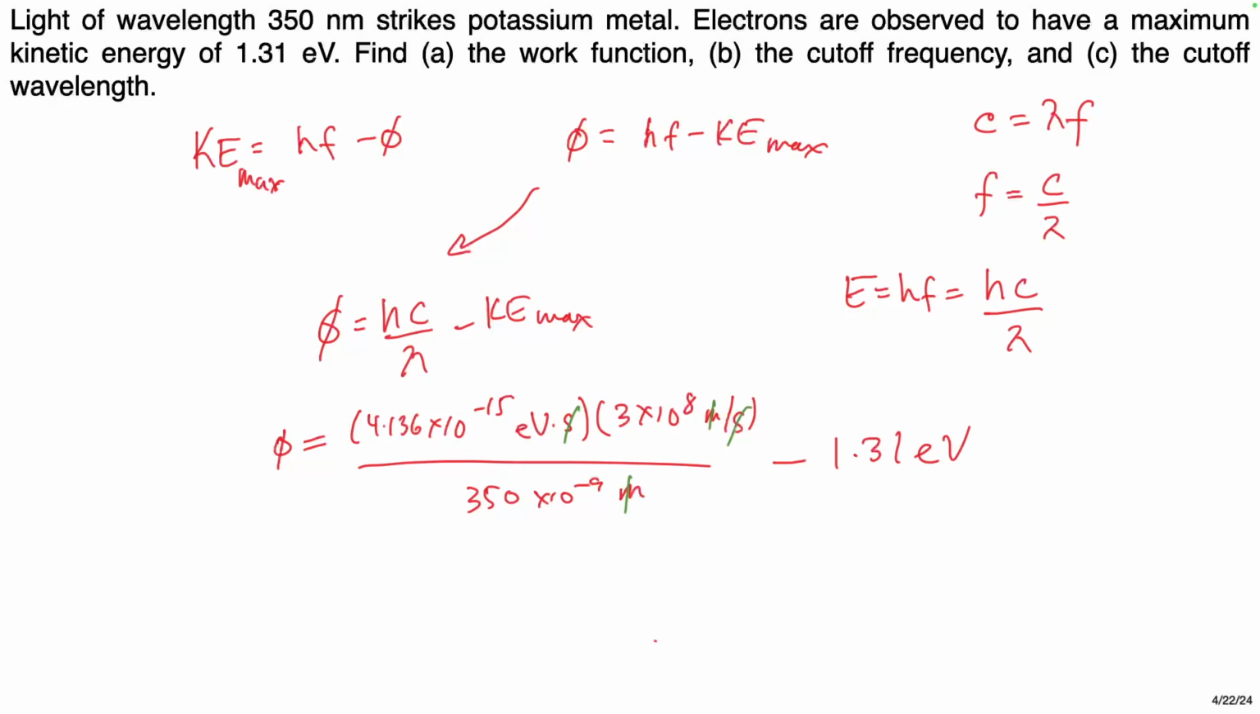So I put this all into my calculator now, and I got out 2.24 electron volts. So it was 3.55 in that term over there, minus the 1.31 gives me that. So now I know the work function for this potassium metal, okay? I knew how fast electrons were coming out, what their kinetic energy was. I knew the energy of the photon coming in, the difference between those things was going to be the work function. Okay, then they asked me for something called the cutoff frequency and the cutoff wavelength.